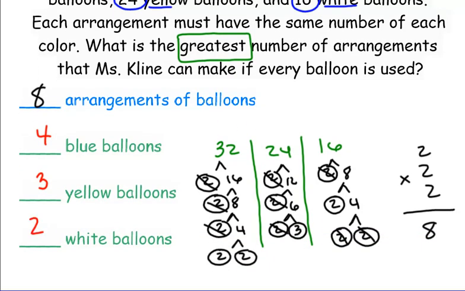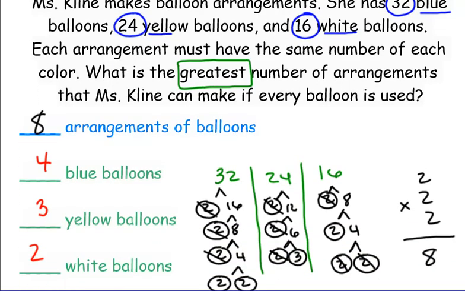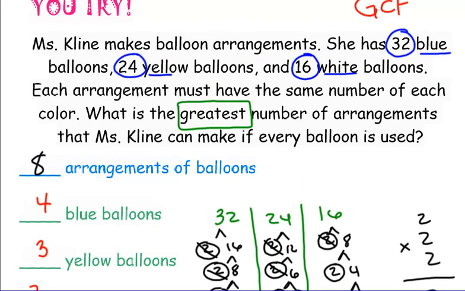All right, go ahead and hit pause if you're not done. So in this problem, we saw that it is GCF because we have the word greatest right here. And so we're finding the GCF of 32 blue balloons, 24 yellow balloons, and 16 white balloons. Okay, so once I did all of my factor trees here, I came up with 3 matches of 2's, which would give me 8. Okay, now 8 is my GCF, so I can make 8 arrangements of balloons.